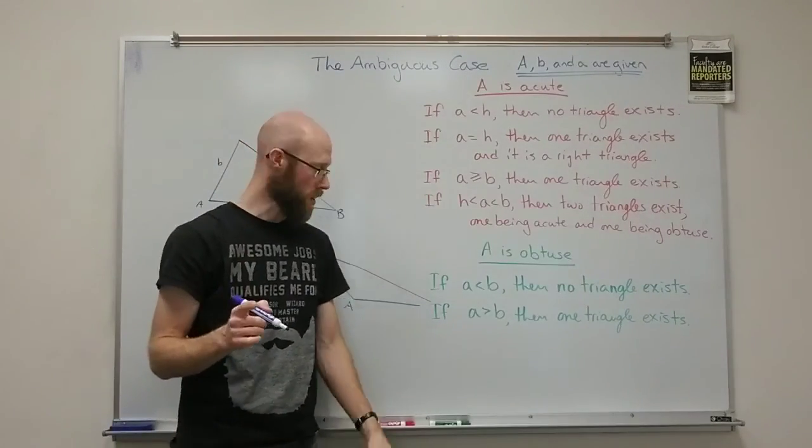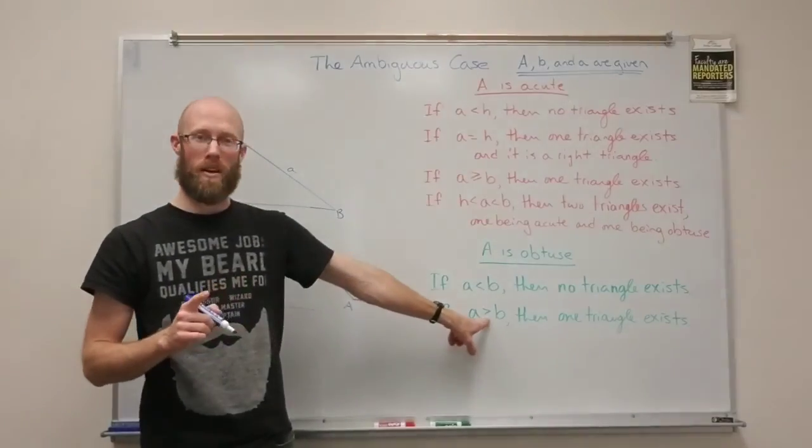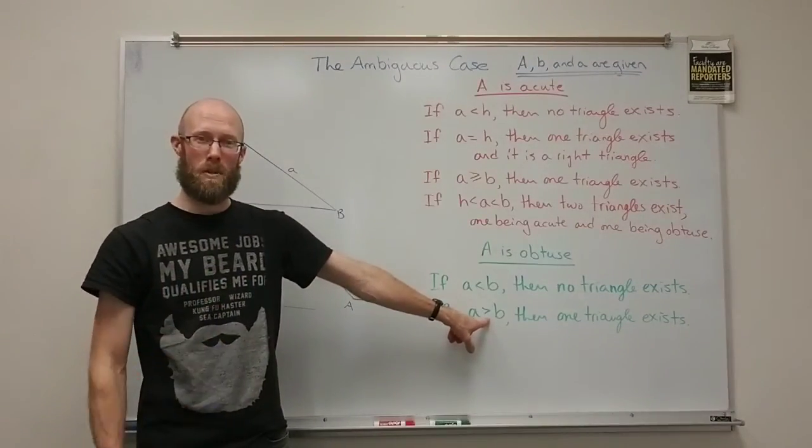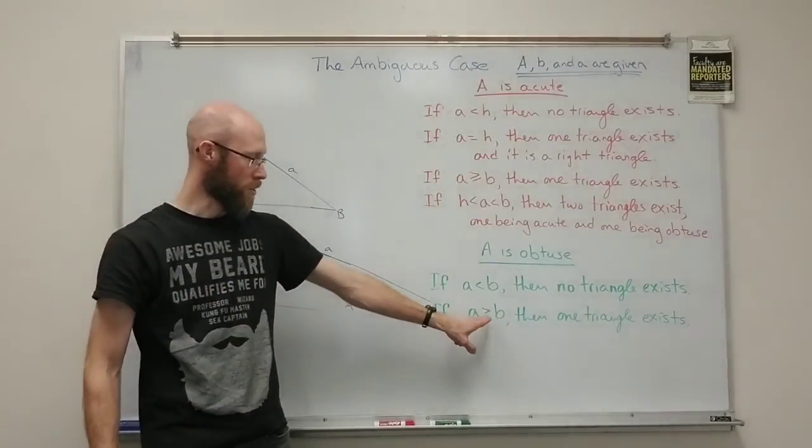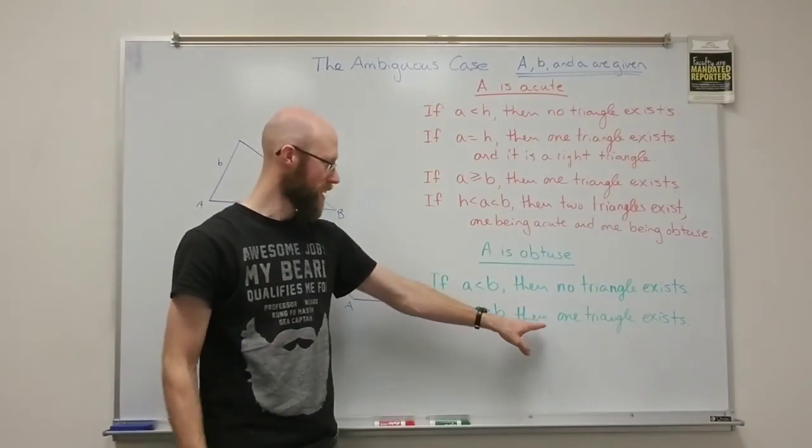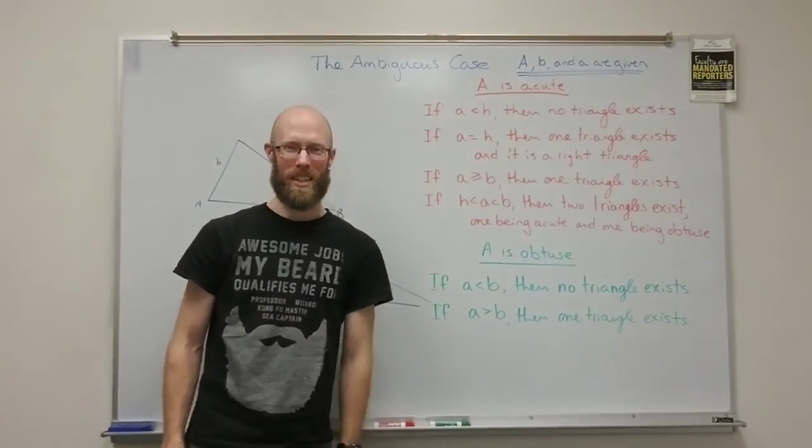Now, in my last video, I did have a mistake. I had the inequality wrong when I wrote it out, so just be aware of that. It should be if A is greater than B, then there's one triangle that exists.